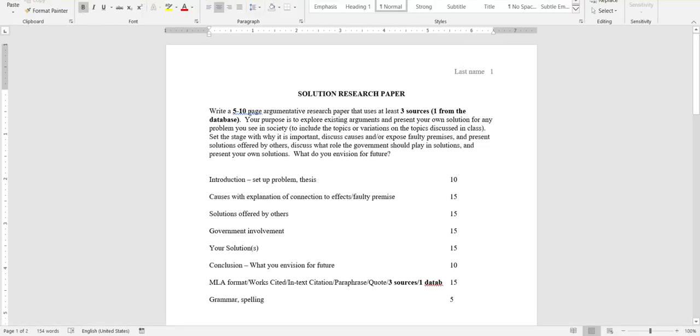So here's the assignment. We're doing a 5 to 10 page argumentative research paper that has at least 3 sources, and one must be from the database in our online library. Your purpose is to explore existing arguments and present your own solution for any problem you see in society, to include the topics or variations on the topics discussed in class. So, for instance, solving the homelessness problem could be one of your topics.